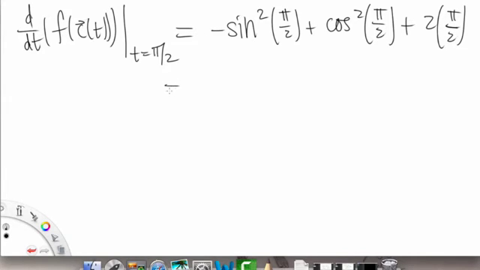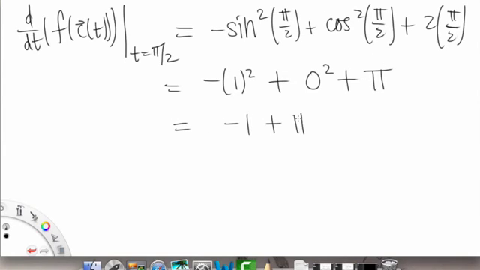Okay, so let's find out what that is. Sine at pi over 2 is 1, so negative 1 squared, or negative, there we go, negative 1 squared, plus cosine at pi over 2 is 0, so we have 0 squared, and then plus a pi. So this is just going to be negative 1 plus pi, also known as pi minus 1. That's going to be the answer for that problem, where we use the chain rule for paths.